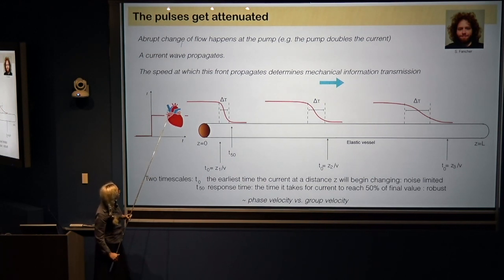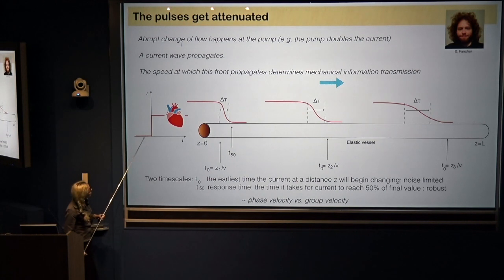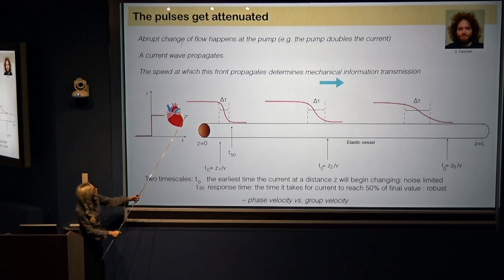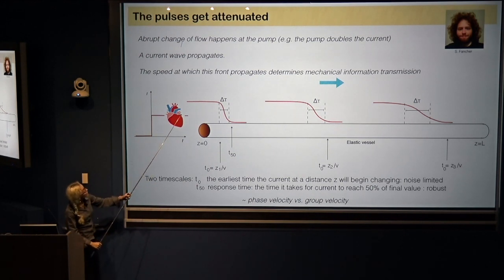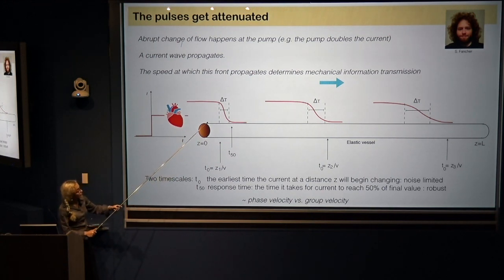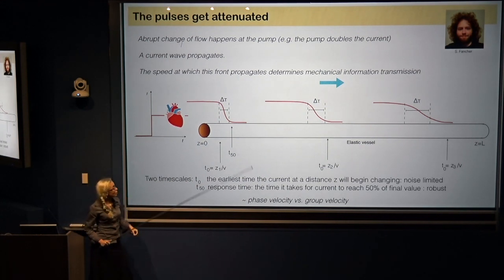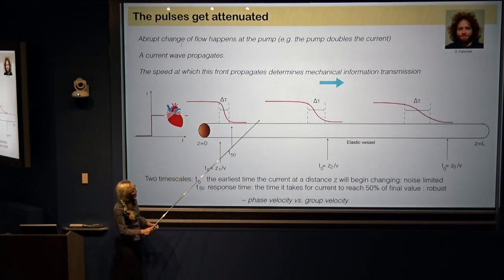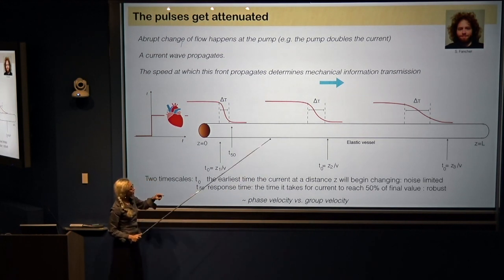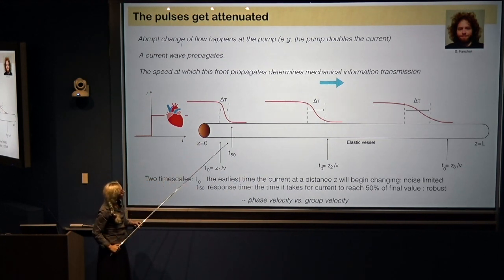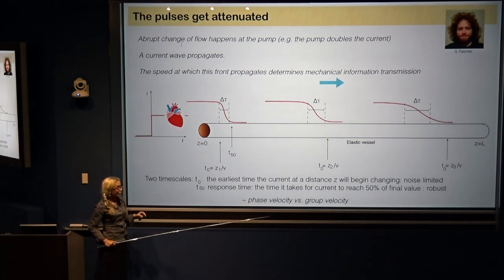It's a heart. Now what I'm going to do is start with no flow, and at time 0, I will switch on the pump to continuous flow. What happens is that you have a current wave that propagates, right? And what I'm telling you here is also relevant for just sending individual pulses. And this front is going to propagate in the vessel, and there are two time scales that I need to worry about.